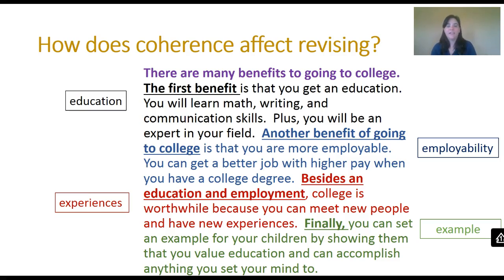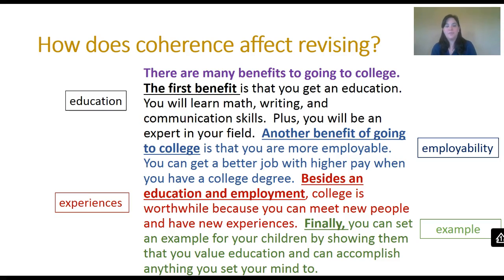Here I have underlined the transitions so that you can see where they are, and I've also indicated on the sides of this paragraph how I have included the various ideas we've discussed. So now our paragraph reads like this: There are many benefits to going to college. The first benefit is that you get an education. You will learn math, writing, and communication skills. Plus, you will be an expert in your field.